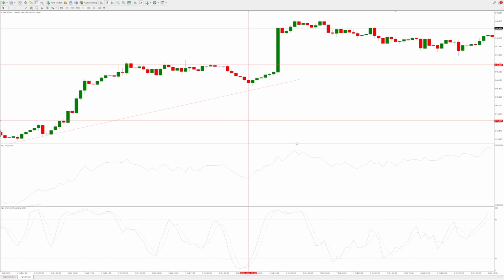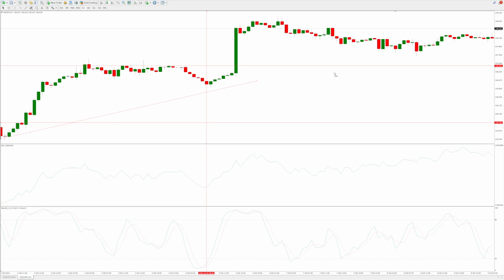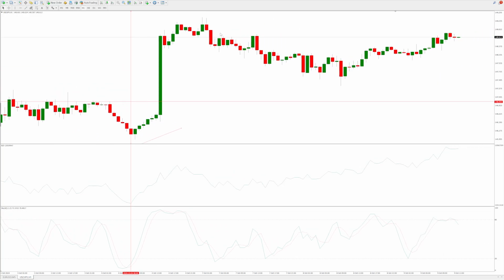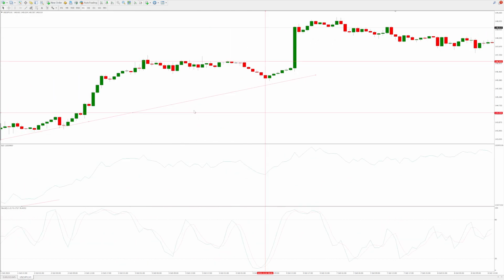Okay, and then you can see here things are starting to slow down, so you might be considering closing the position if you haven't already taken advantage of this huge jump up and banked some nice profits.